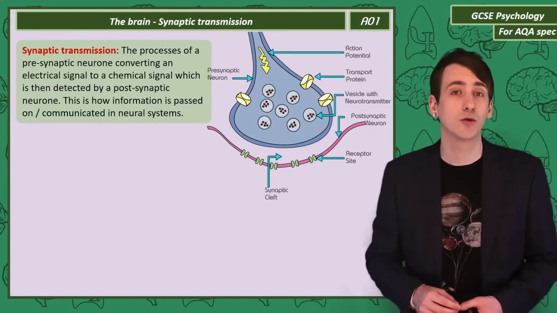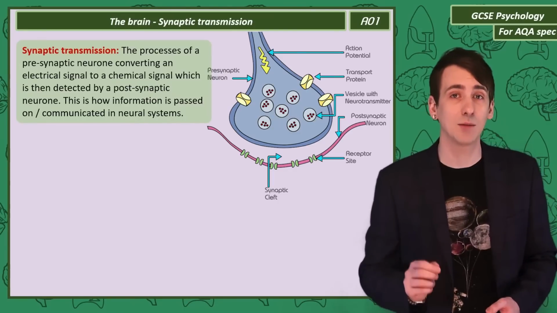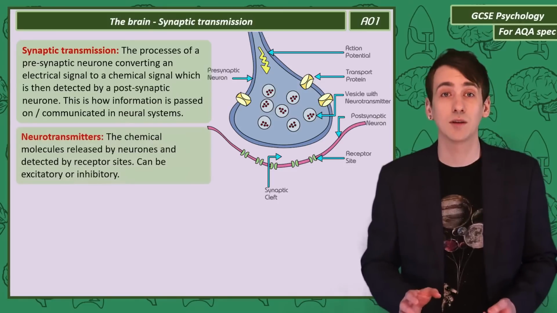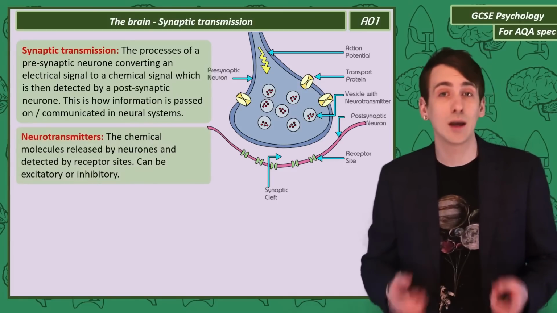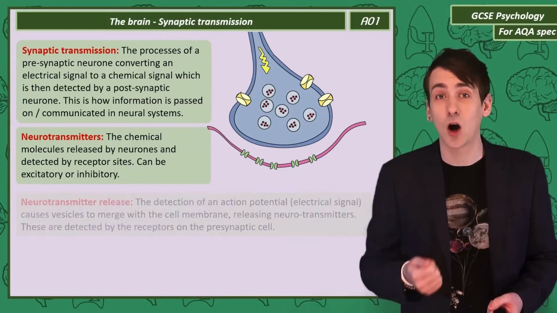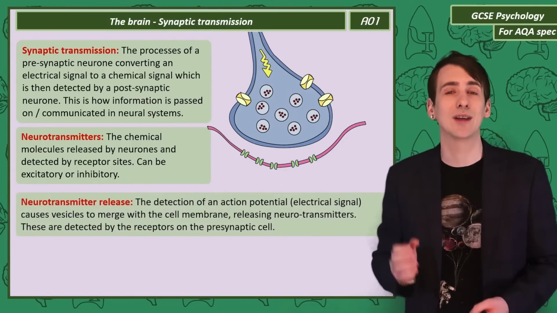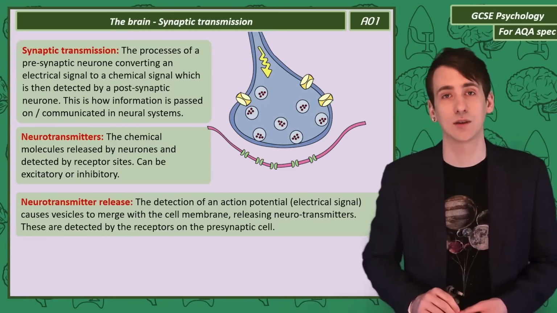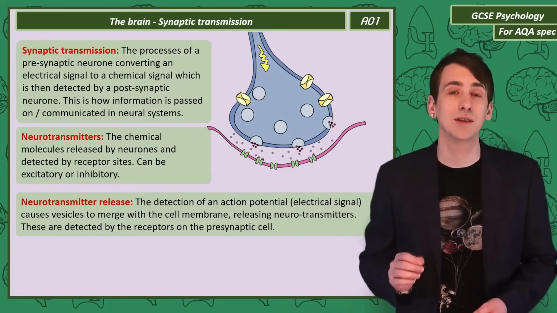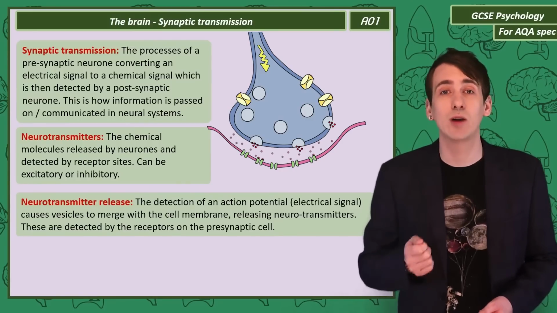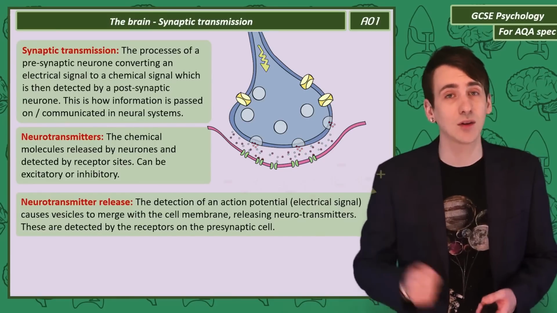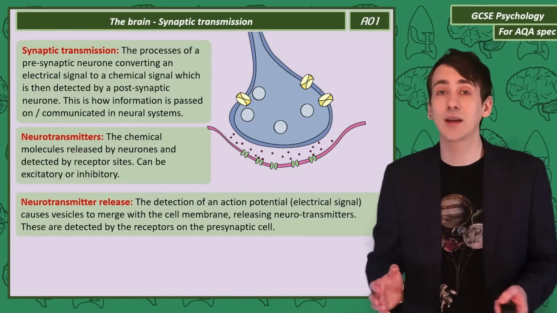The chemical molecules released by neurons and detected at receptor sites are called neurotransmitters. Neurotransmitters can be excitatory or inhibitory. More on that in a second. Neurotransmitters are released when the electrical signal, known as an action potential, reaches the synapse. Vesicles containing neurotransmitters then merge with the cell wall and release the neurotransmitters so they can be detected by the receptors on the postsynaptic cell. But that's not the end of the process.